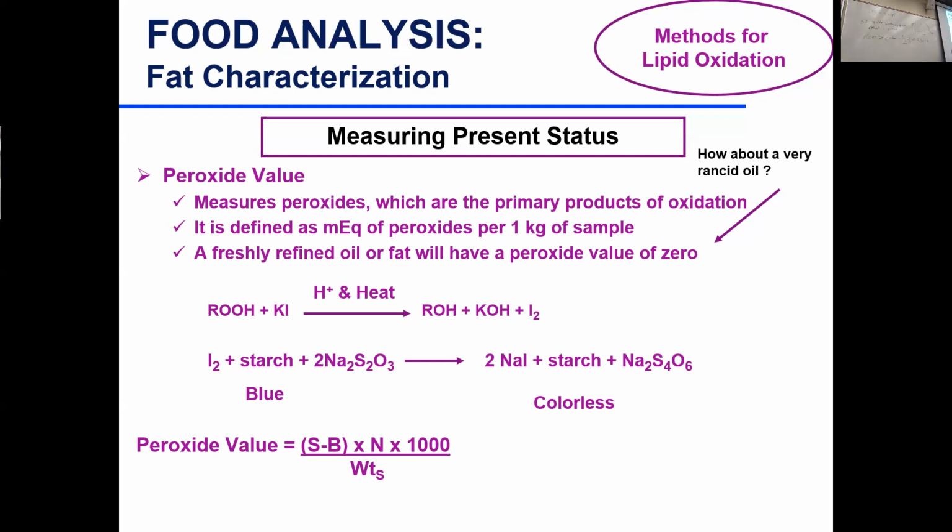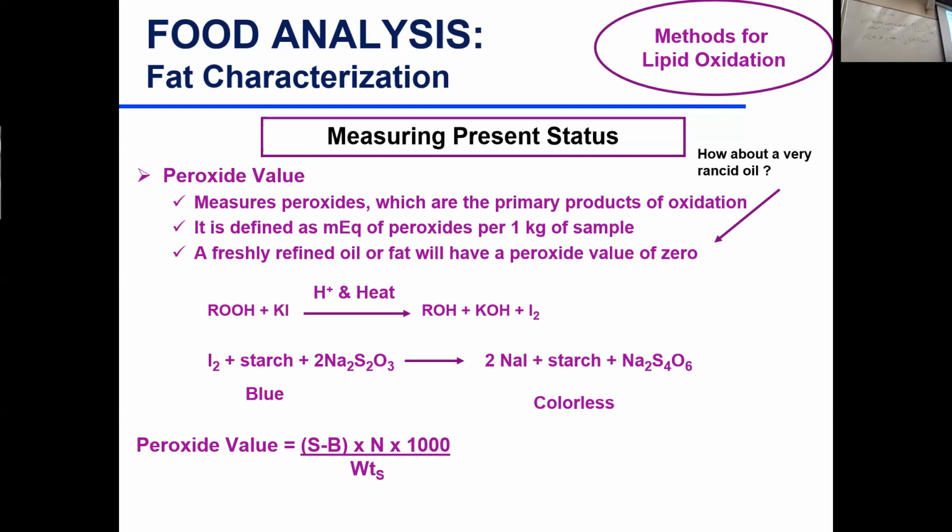The way we determine peroxides is that if you have peroxides in there, they're going to react with potassium iodide and give you iodine. In the presence of starch as an indicator, you have a blue color. And then you will be titrating with sodium thiosulfate to colorless until all of your iodine is taken up and forms sodium iodide. So again, it's titrating to colorless in this case.